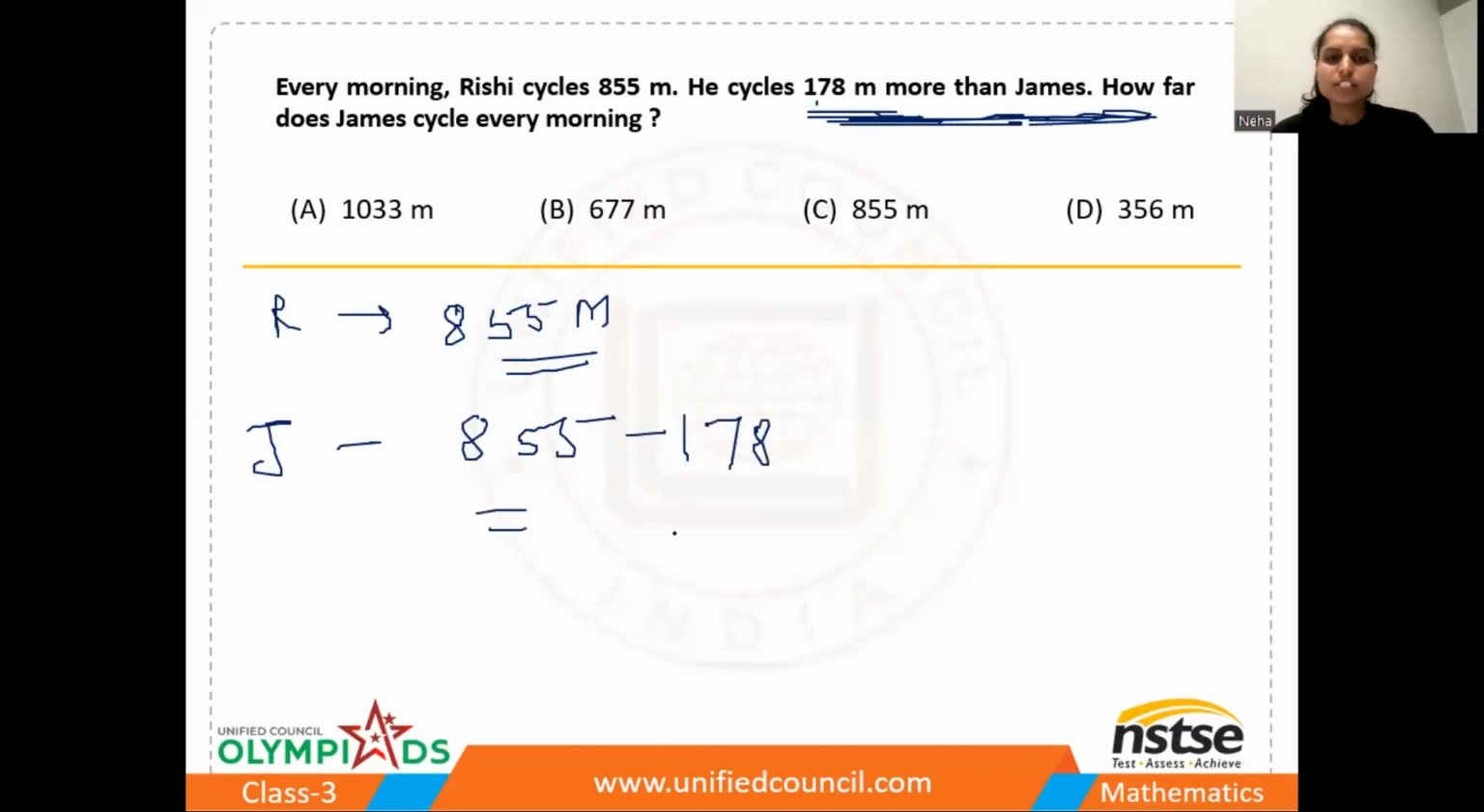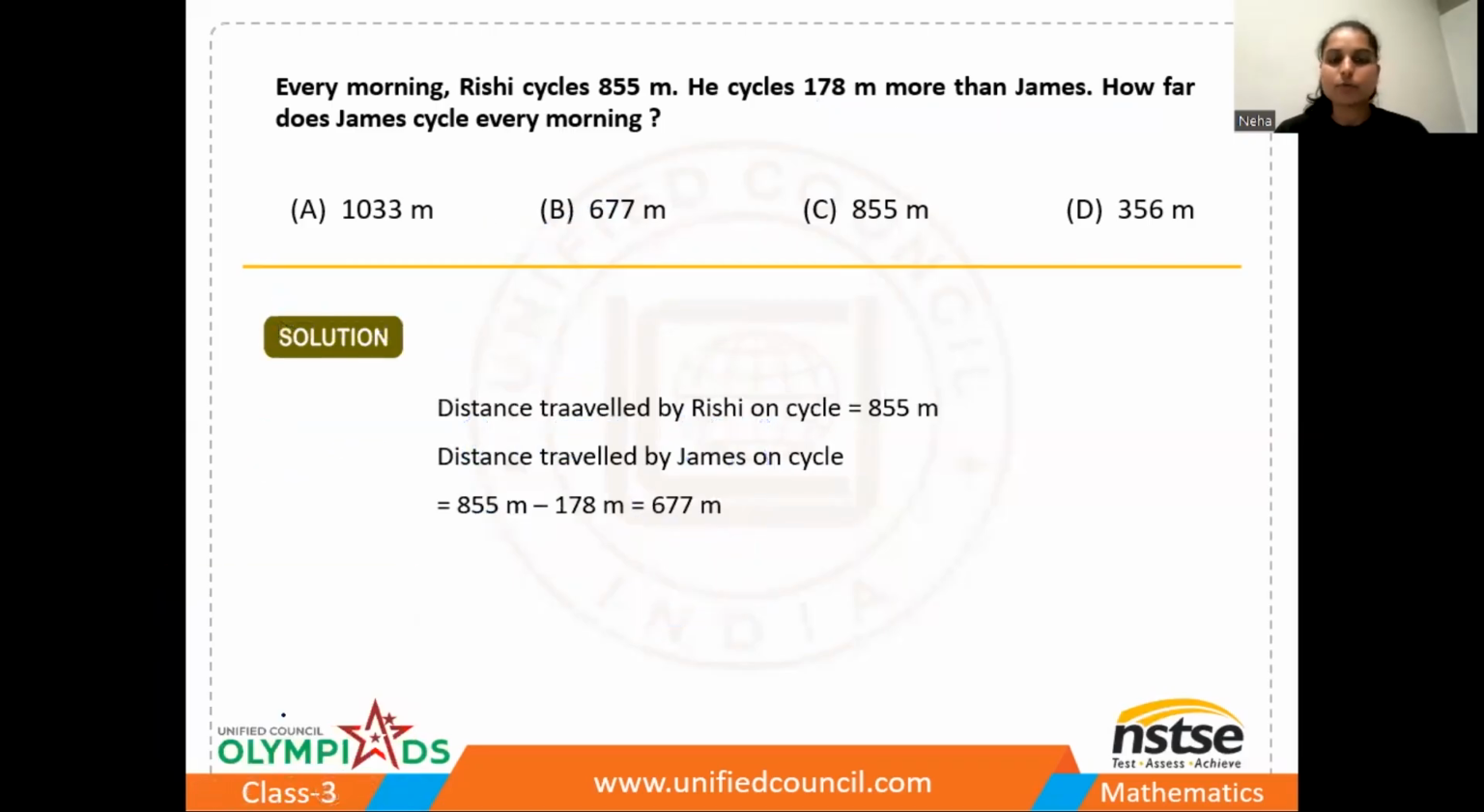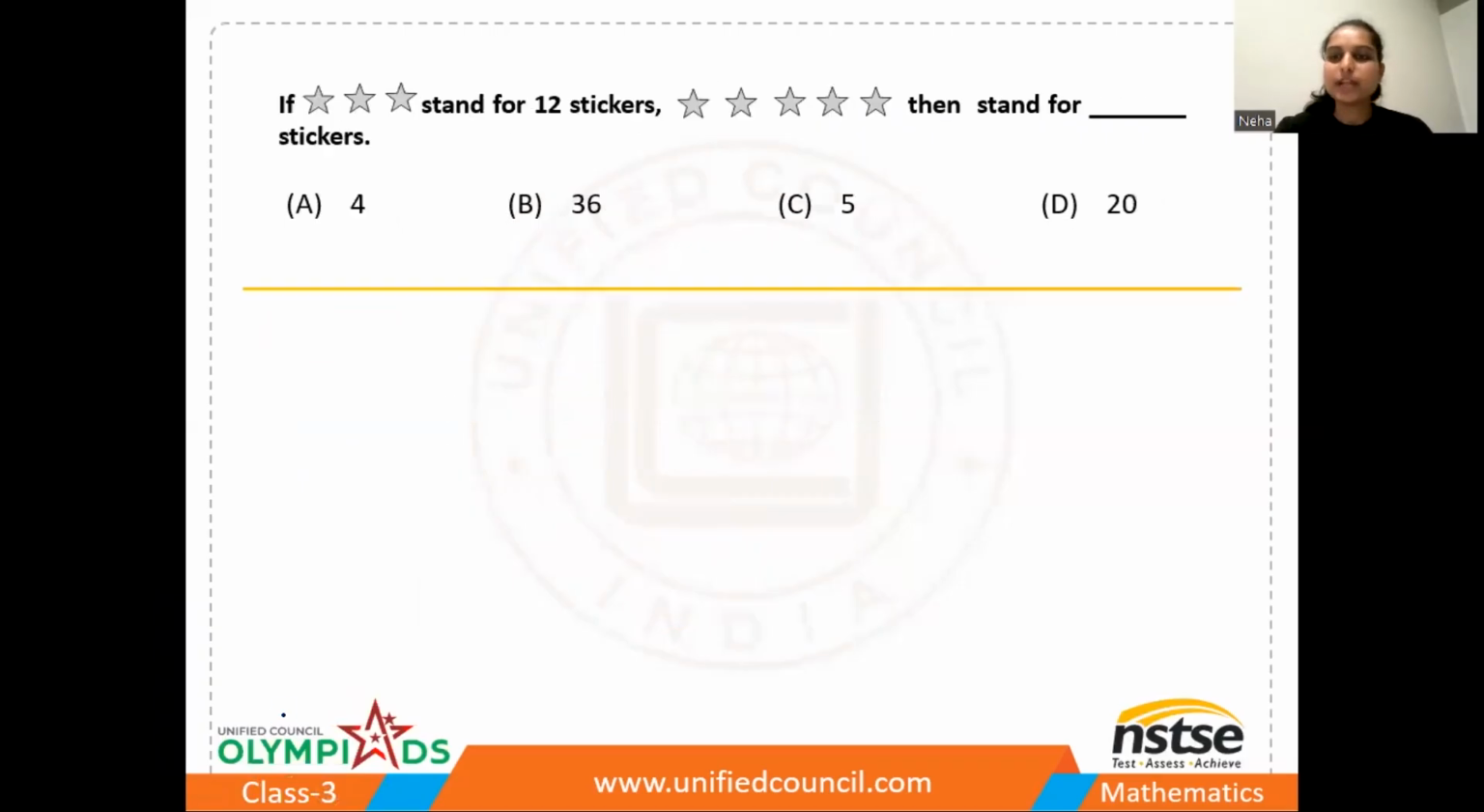Perfect. So this is 677. So yes, option B is the right answer. That means the question is asking for the difference between these two numbers, nothing else. Right? Yes, 677. Option C is your right answer. Now the detailed solution of this question. Okay, let's move to the next question, my dear students.